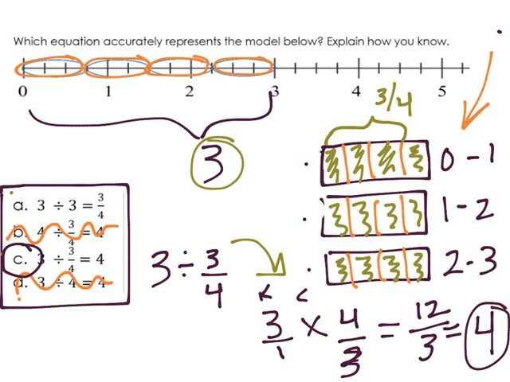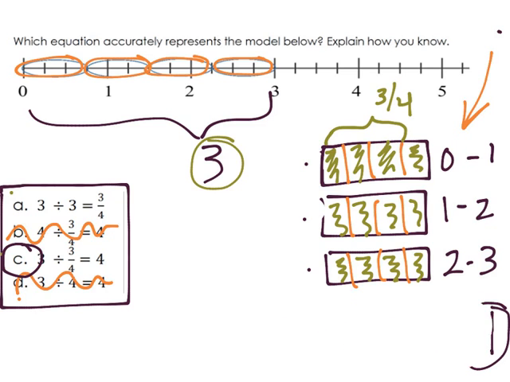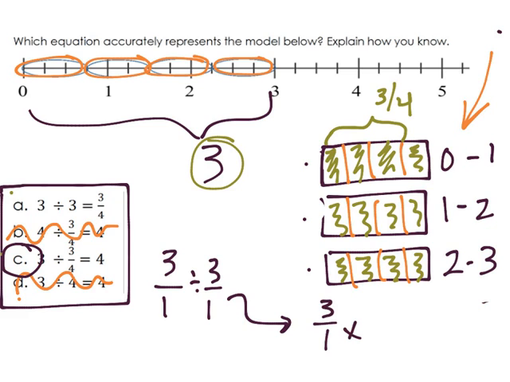Just so I feel like I can sleep tonight and it's not going to bug me, I'm going to double check my answer for A. Is this even a possibility? When in doubt, I'm going to use the algorithm keep, change, flip. So if I have 3 over 1 divided by 3 over 1, let's just see, 3 over 1 times 1 over 3 equals 3 over, wait a second, what do I know? Anything divided by itself is what? It is 1. So is A even an option? No.